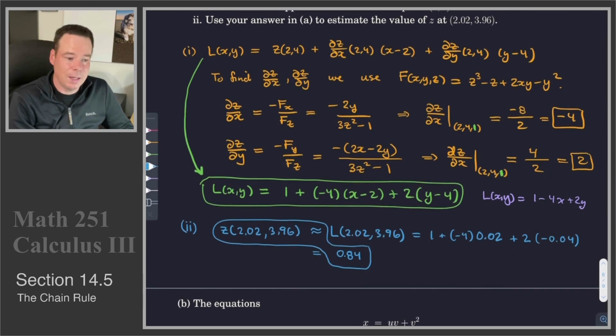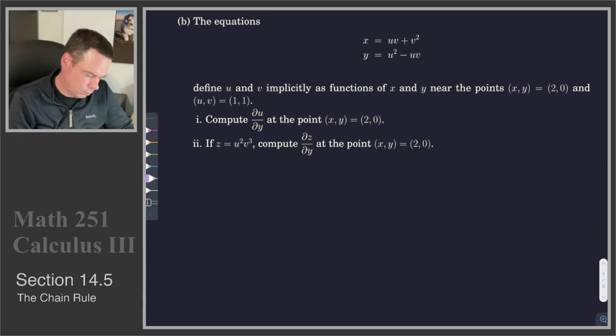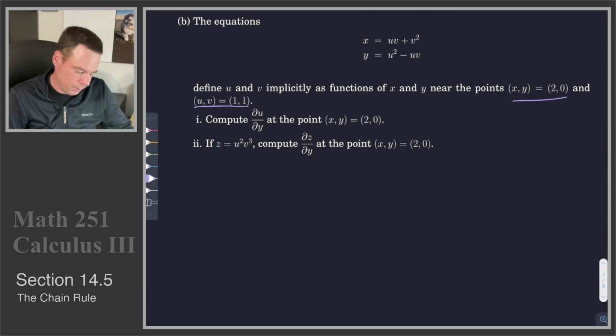All right, let's have a look at another example. This is the second example, or the second problem. So in this next example, we have x and y are both functions of u and v, as shown by these two equations. But we're going to think about u and v as implicitly defined functions in terms of x and y near these points in question, xy equals 2, 0, uv equals 1, 1. And because we're thinking of u and v as functions of x and y, we can ask for their partial derivatives. So for example, what is the partial derivative of u with respect to y?